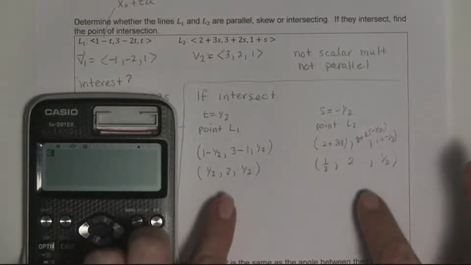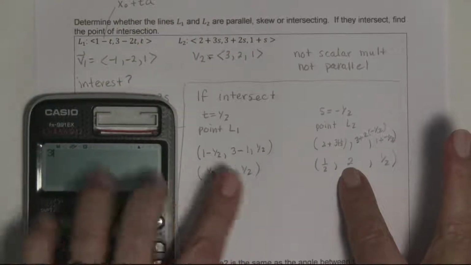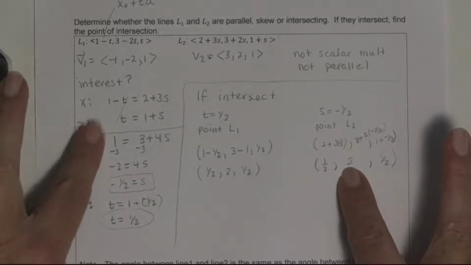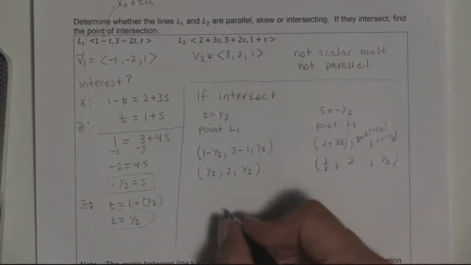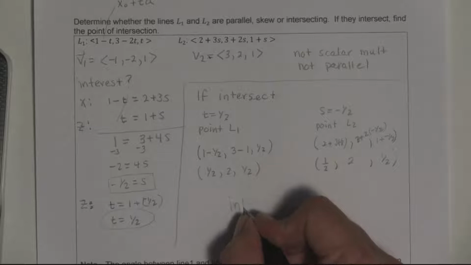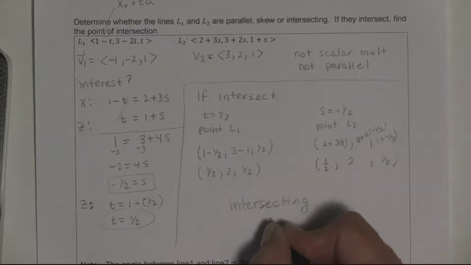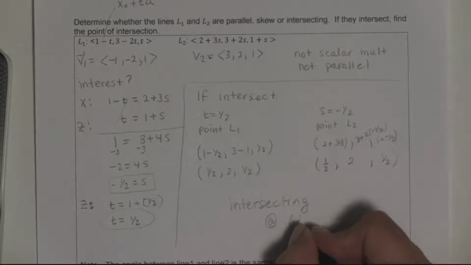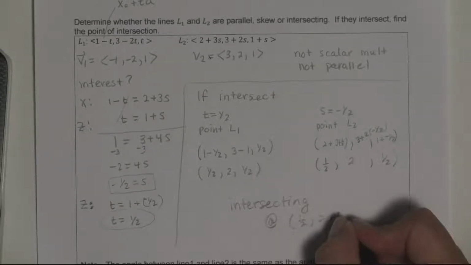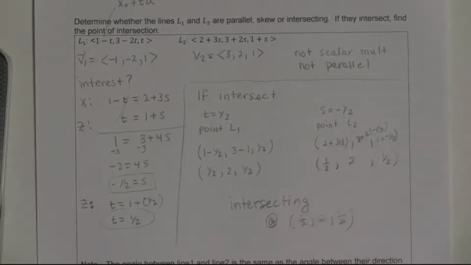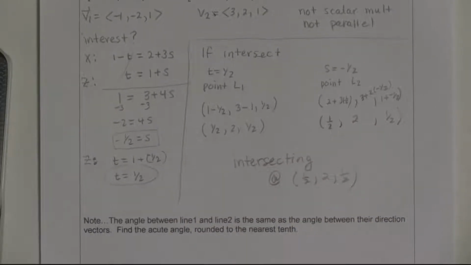And the only one that I was concerned about was if the y's were the same, because I had made x and z be the same. And so this means that they are intersecting. And they intersect at the point half to half. So that's where they're intersecting. Then the next thing they asked us is, if they're intersecting, to find the angle between line 1 and line 2.